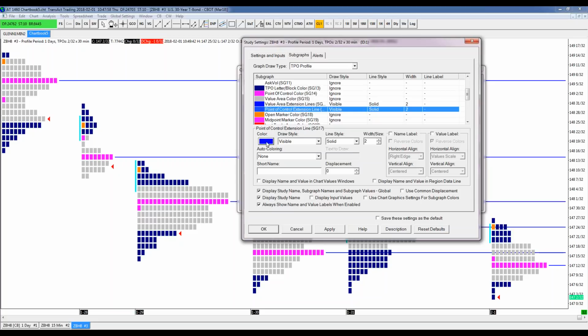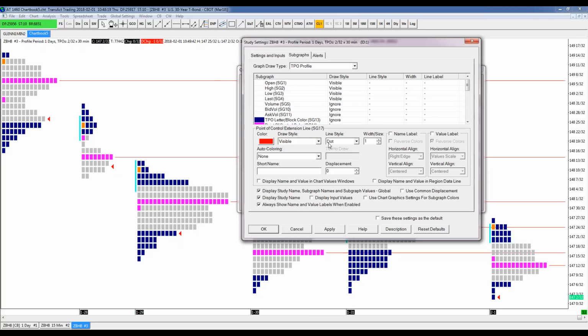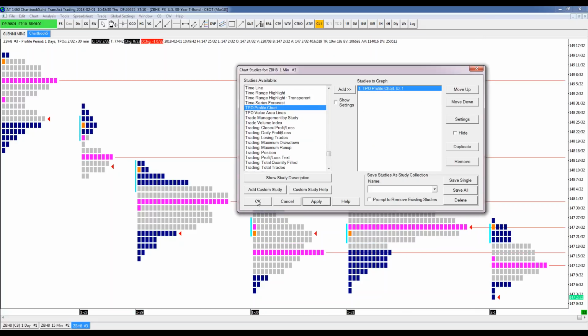Point of control extensions. I don't like the blue though, so we're going to change it to red. And we're going to change it to dot, dot, dot. No, one. Oops, I changed the wrong one, didn't I? No, I didn't. What happened here? Where's my dot, dot, dot? It's not cooperating. I have something overriding something there. That's okay. You're going to get the point.